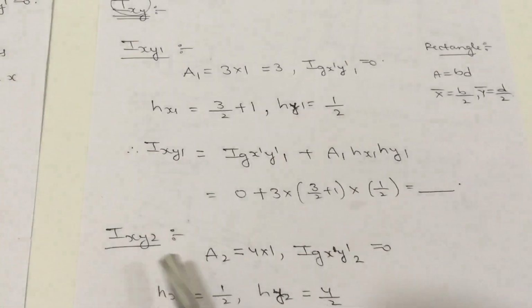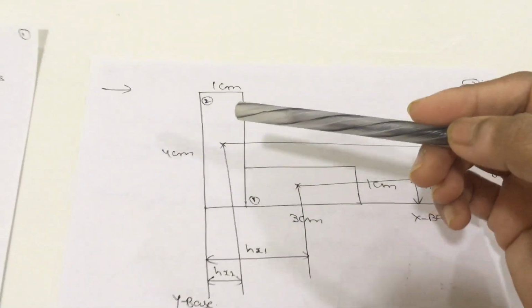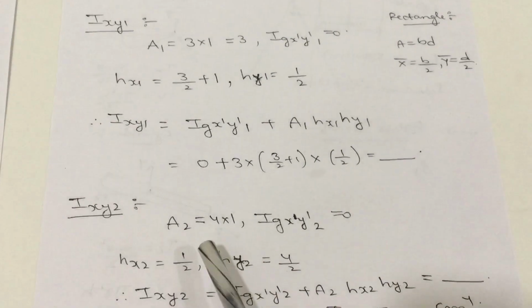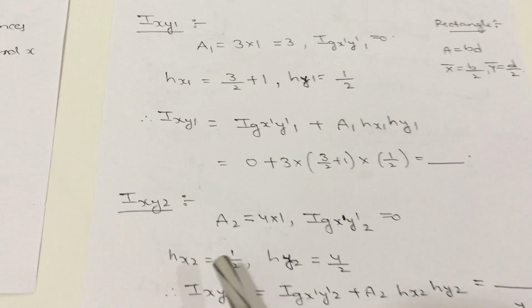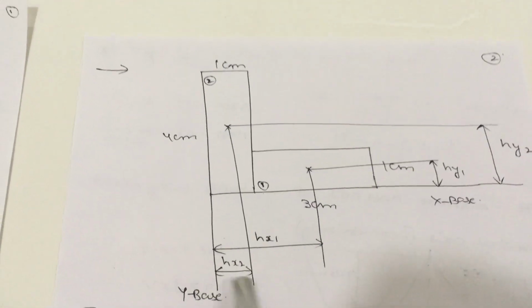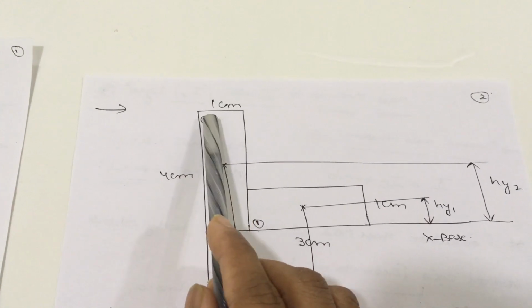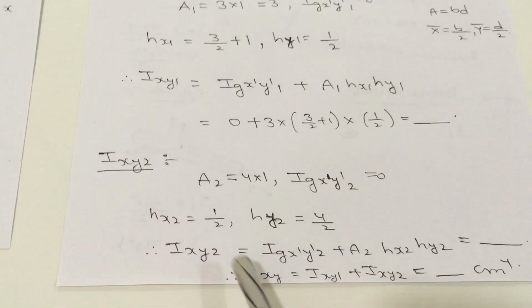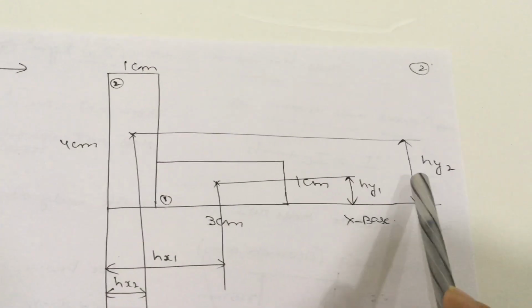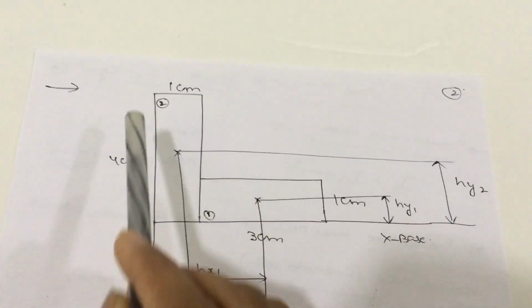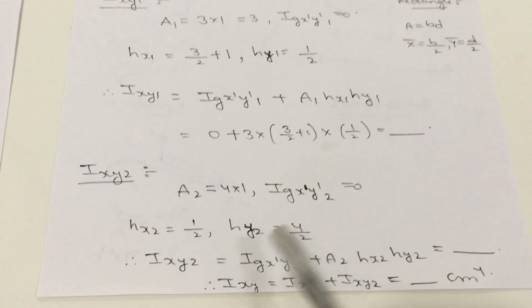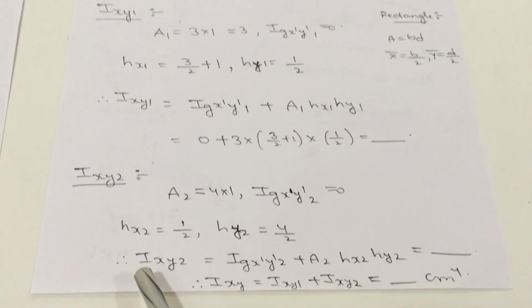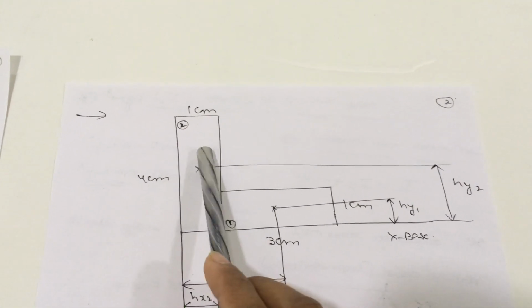Next, for the second section, ixy2. Area value is nothing but 4 into 1. So 4 into 1. Next, Ig value will be 0 as it is a rectangular section. Next, hx2. hx2 is nothing but here. For the second section, base value is 1 centimeter. So 1 by 2. Next, hy2. hy2 is nothing but from this point to this point. So depth value for the second section is 4 centimeters. So 4 by 2. Apply all these values in the parallel axis theorem. You will get the ixy2, that is nothing but the product of inertia about xy for the second section.